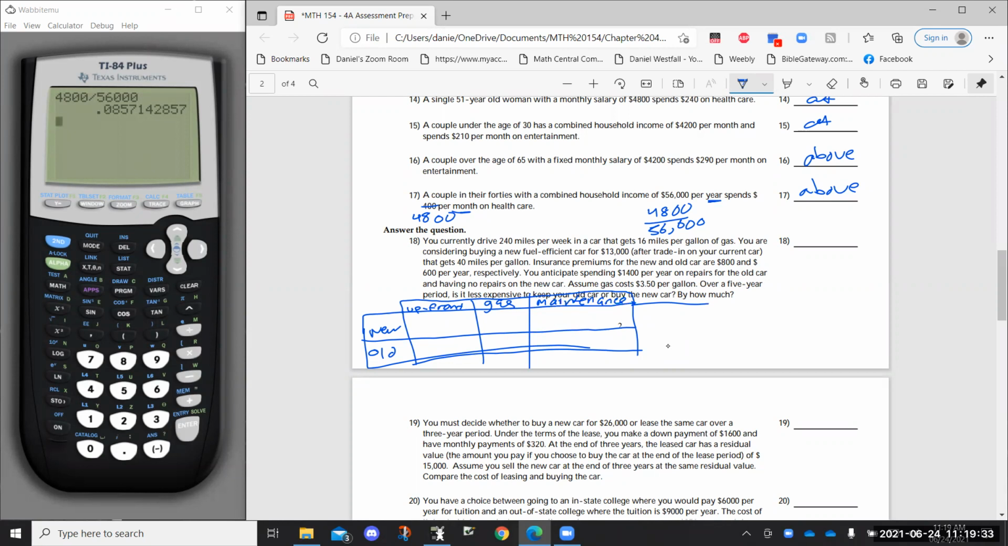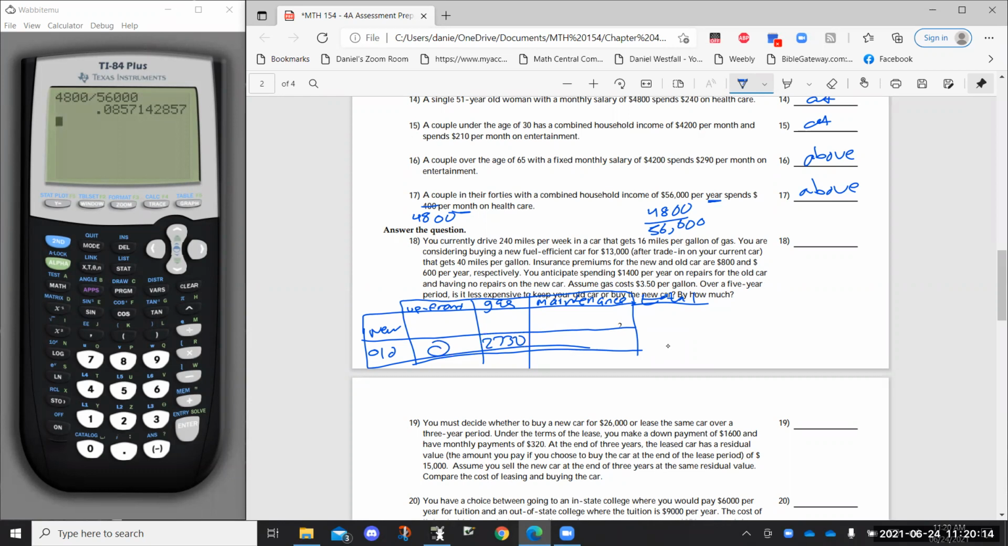I'm going to have my total costs, and I'm going to do these all as annual costs. So currently I drive 240 miles a week in a car that gets 16 miles a gallon. This is my old car down here. If I multiply that all out, my old car is going to spend $2,730 a year on gas. My upfront cost for my old car is nothing.